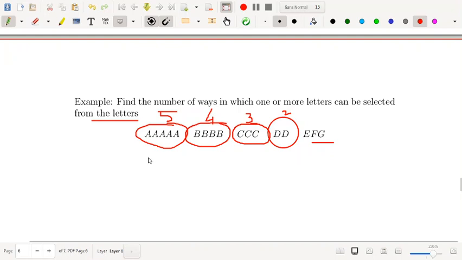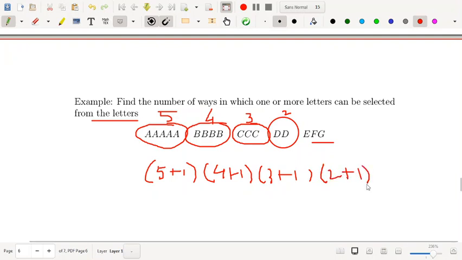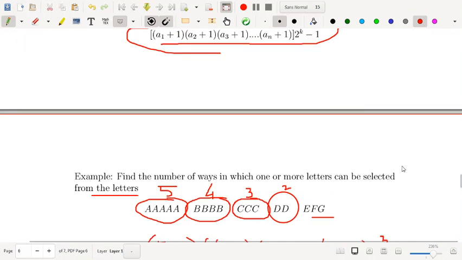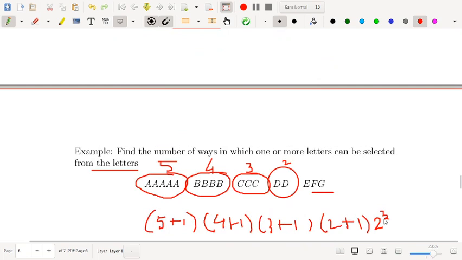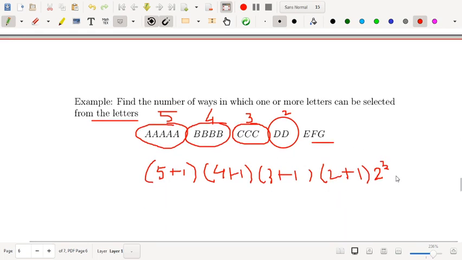Here you see the 5 A's are identical, so your selection will be 5 plus 1, into 4 plus 1, because 4 B's are identical, 3 C's are identical, so 3 plus 1, and 2 D's are identical, so 2 plus 1, and 3 different letters E, F, G, so 2 cube. Look at that, you have 2 to the power k for the different letters, and minus 1.